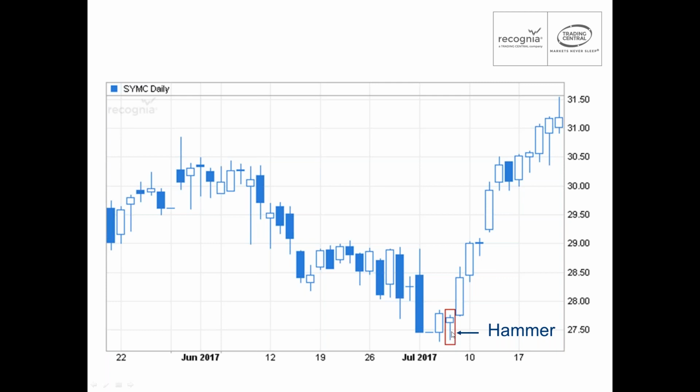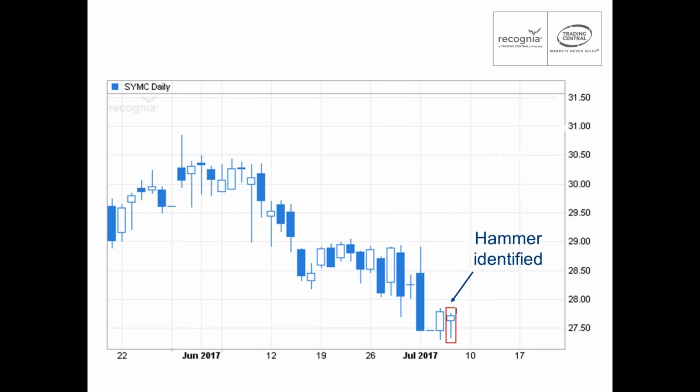The price rallied and we actually closed right near the high of the day, right here. So that can tell us that something has changed in the sentiment of traders, and that can be an indicator of a price reversal. And of course, in this particular case, the price did go on to reverse. It actually moved significantly higher over the subsequent trading days from about $27.50 up to over $31.